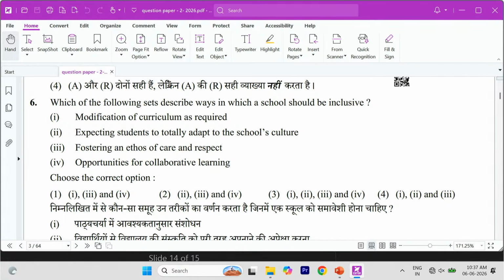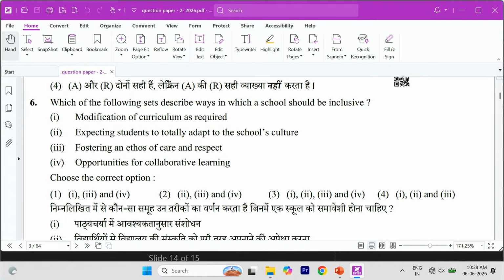So the moment you have just gone through the questions, you can come up to the correct option, that is the first one. Because first option talks about modification of curriculum, third one talks about fostering an ethos of care and respect, and then fourth one talks about opportunity for collaborative learning. So I want all the participants who have attended online to just mark which one is the correct option. Is it 1, 2, 3, 4? Yes, it's 1. Because your second option, that is expecting students to totally adapt to the school culture, is not an inclusive approach, is not an inclusive philosophy.